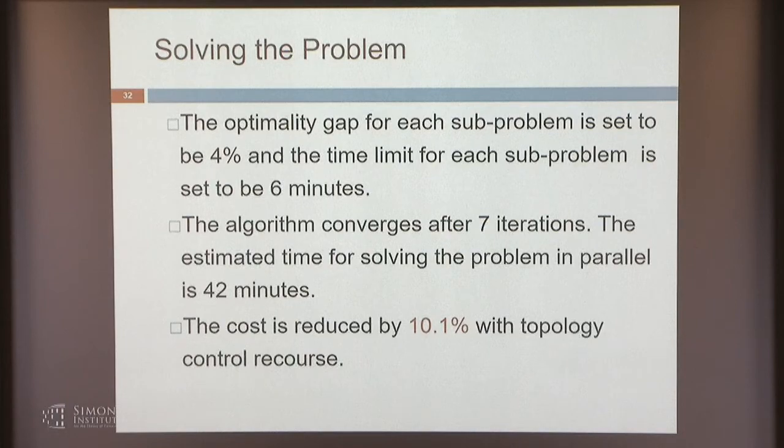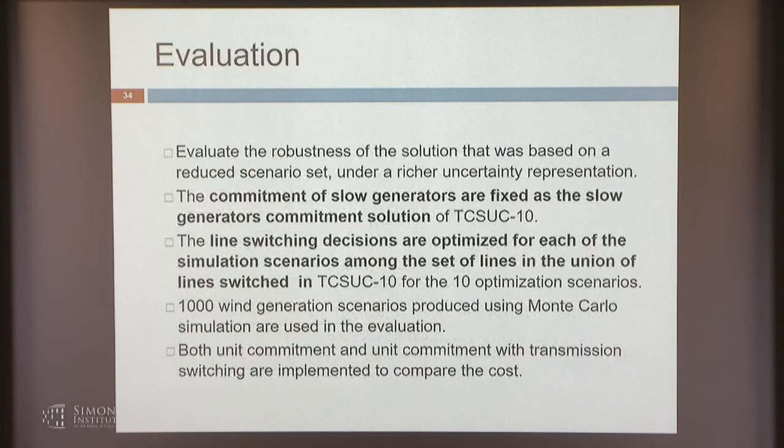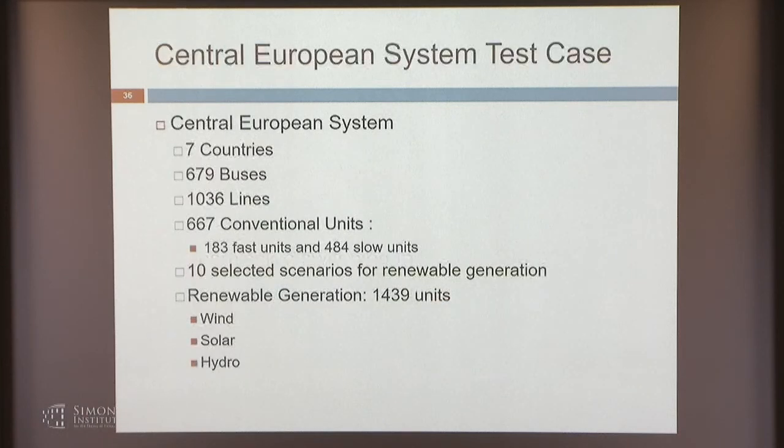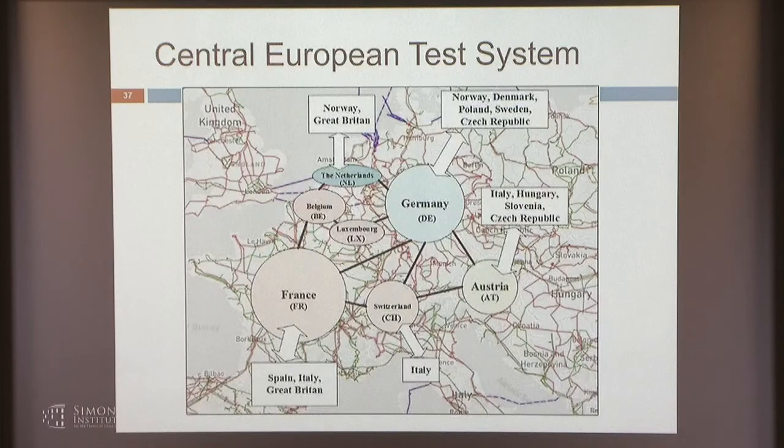We did the same thing with a European model of the European system. Let me just jump to that. We have a European model with 1,000 lines, 679 buses, 7 countries, 667 conventional units, and so on. This is all of Europe. We got a data set, and we solved the problem there.